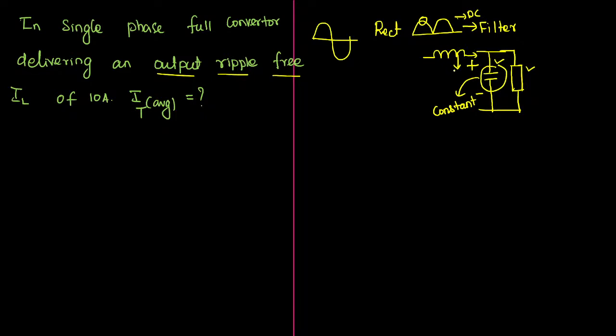From here, this side, output will be what? It will become constant. How did it happen? Because the load is connected in parallel with the capacitor. This is how a filter circuit will work.